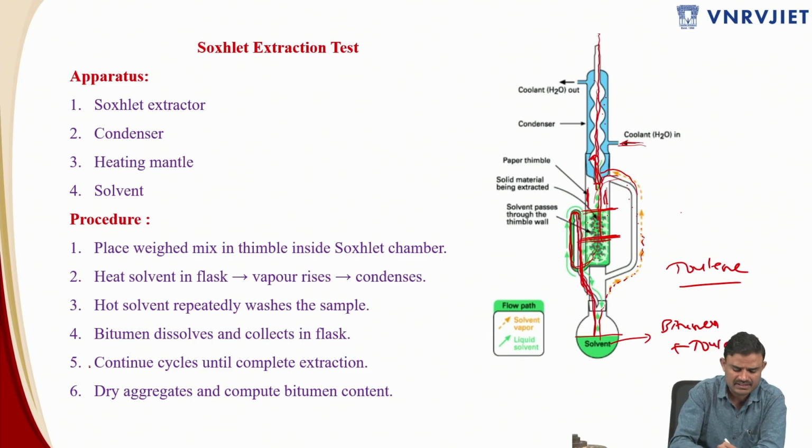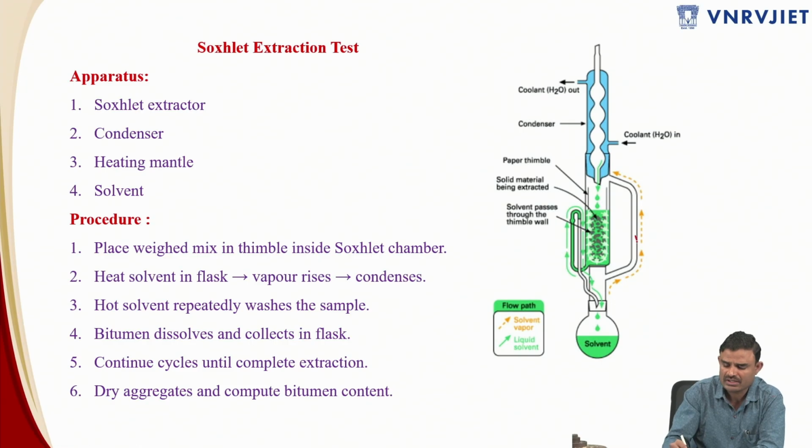So this is the Soxhlet extractor. At the bottom side, it is a Soxhlet extractor, and there will be the condenser, and you will be having a heating mantle over here, and there will be solvent.